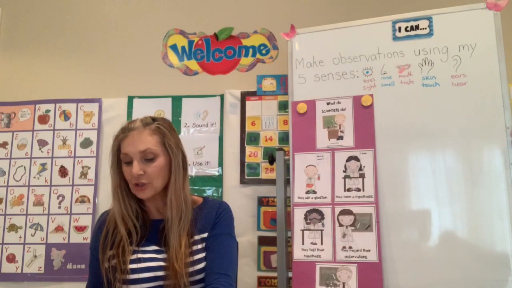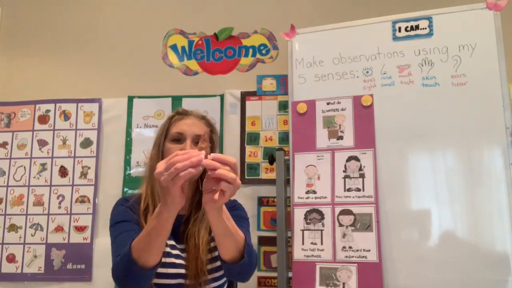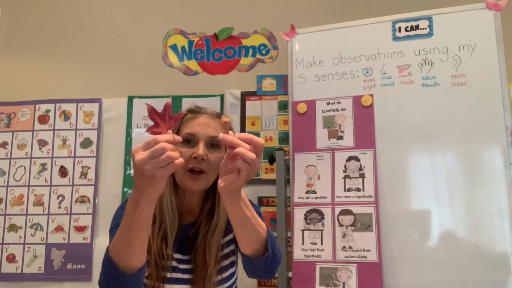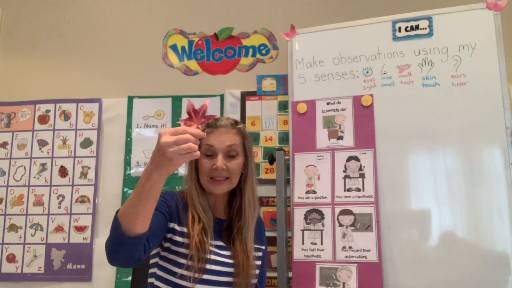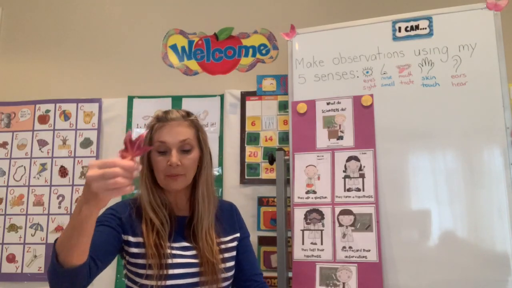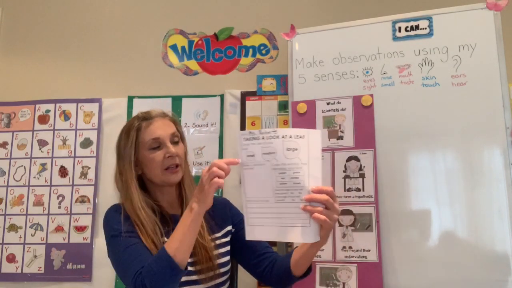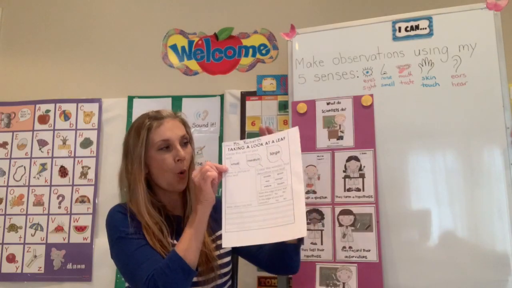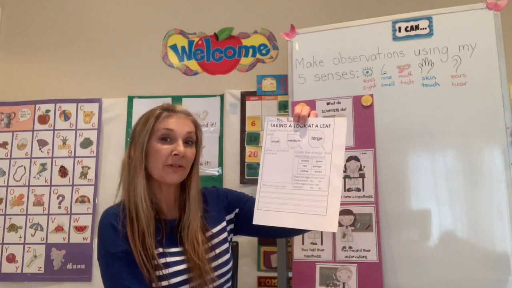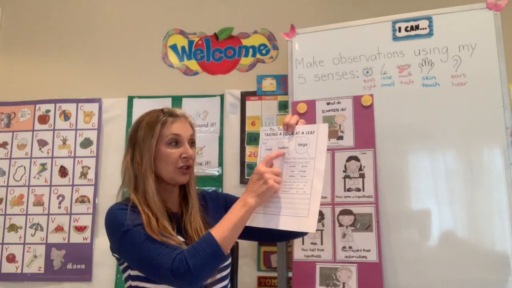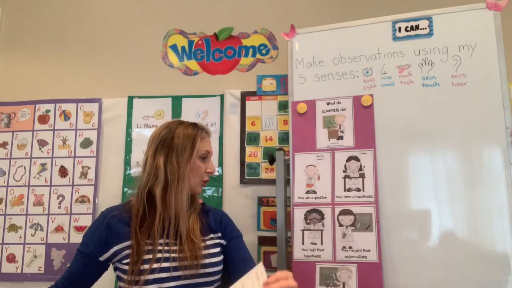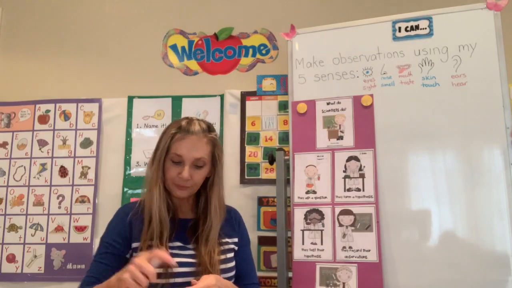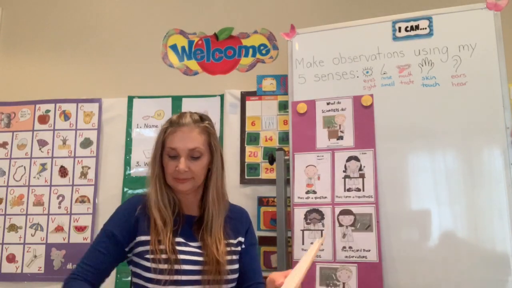And then I also found this one. Oops, there's something on it. Look how much smaller it is than this one. So I would say that my leaf is medium. So, am I going to circle the small one? No. Am I going to circle the large leaf? No. Am I going to circle the medium leaf? Yes. So I will circle the medium leaf like this.